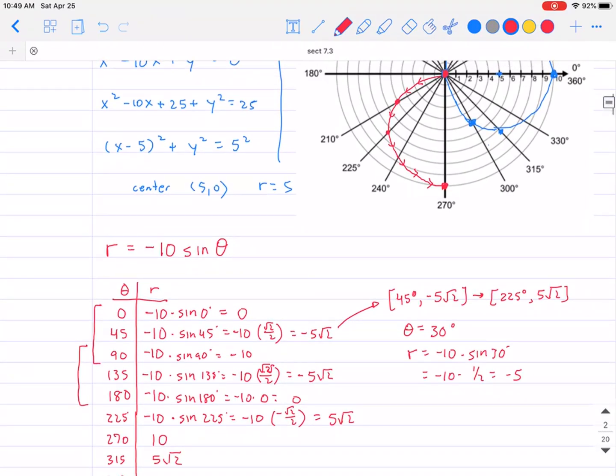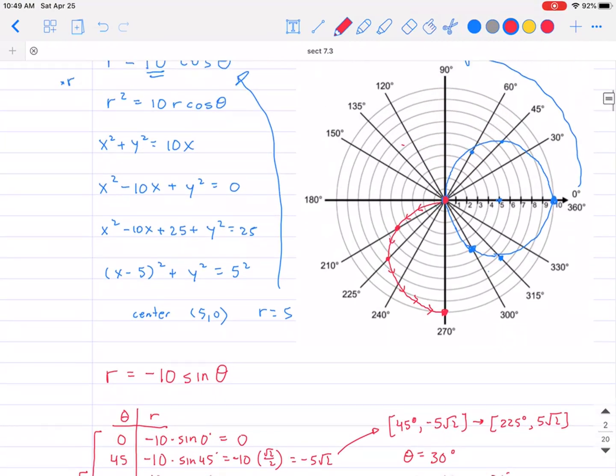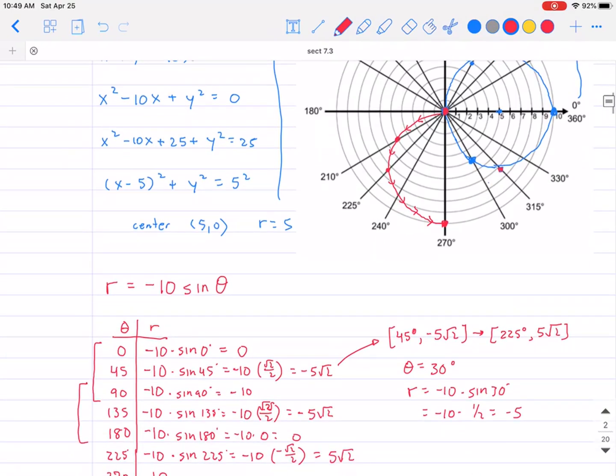At 90, negative 10, that's going to be this point over here at the 270, positive 10. We now go to 135, negative 5 root 2. So 135, negative 5 root 2 in the opposite direction. That's going to be this blue guy over here. And then at 180, 0, that's going to get us back into the origin.